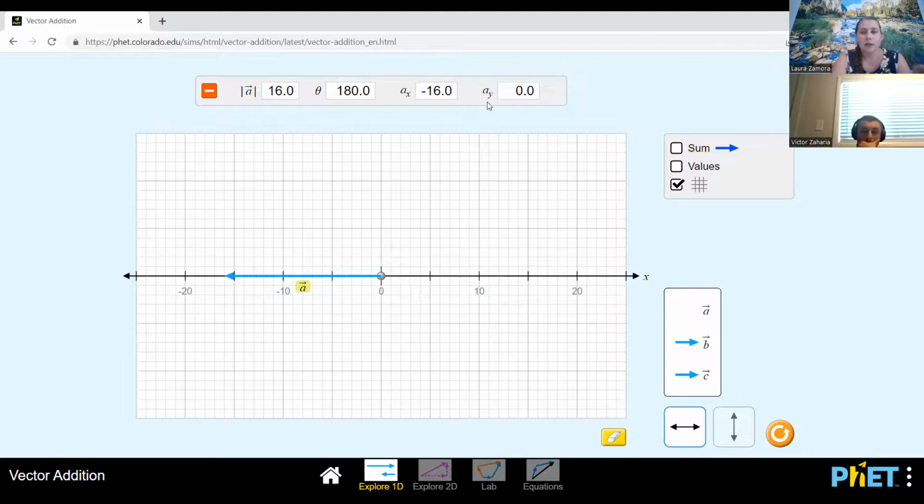These numbers over here tell us about the components of the vector. So how much of this vector is pointed in the x direction and how much is pointing in the y direction. Right now, since all of our vector is along the x-axis, albeit the negative x-axis, none of our vector is pointing in the y direction. So we have a y component of 0. We have an x component of the entirety of the vector.